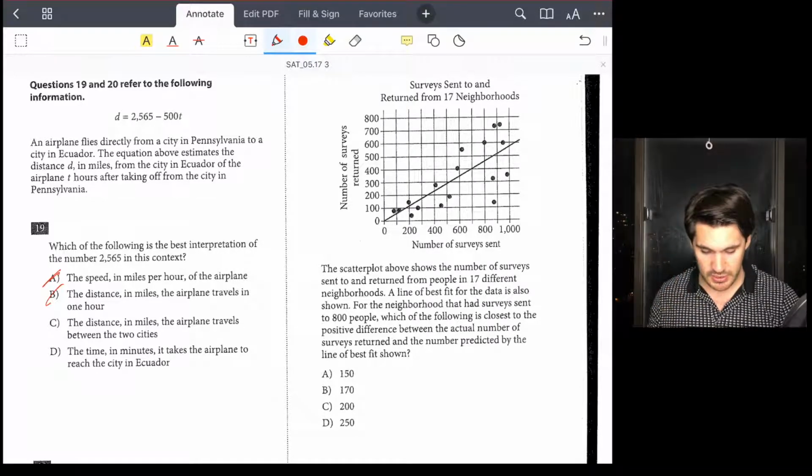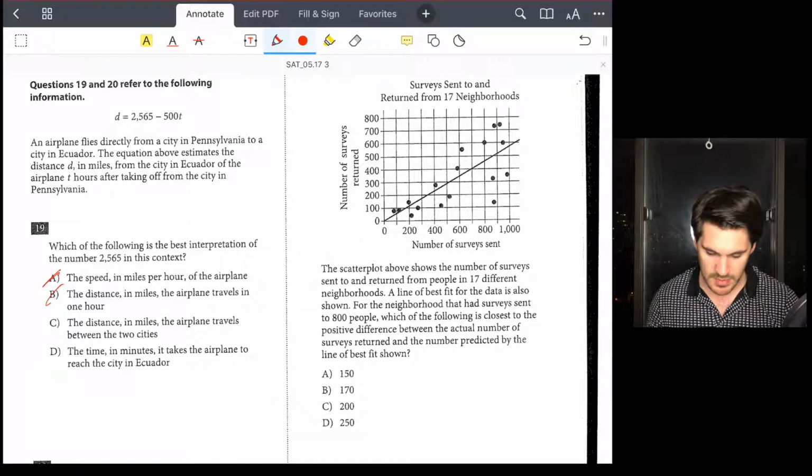The distance the plane travels between the two cities, well, if t is 0, right? The time is 0. That means we're going to get the distance to be 2565. So that actually makes sense. So C makes sense.